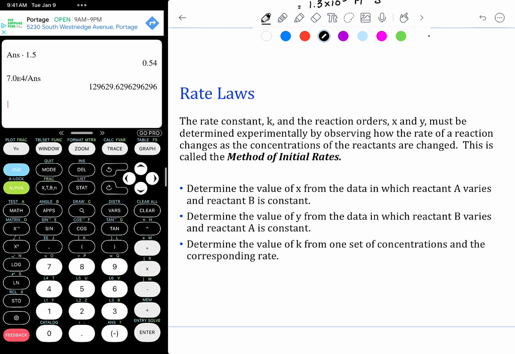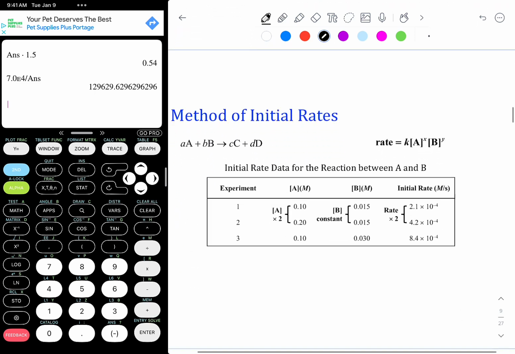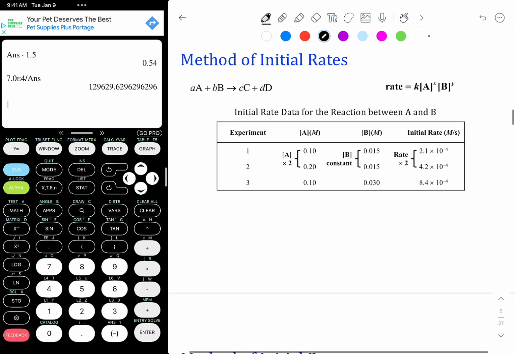So we'll find X and Y from our data and information about reactants A and B, and then once we know X and Y, we can determine the value of K, the rate constant, from one set of concentrations and the corresponding rate, just like we did in our previous problem where we were given concentrations and the rate, and then we solve for K. So let's look at an example of this together and work through the method of initial rates.